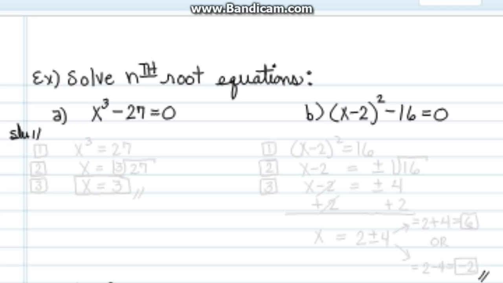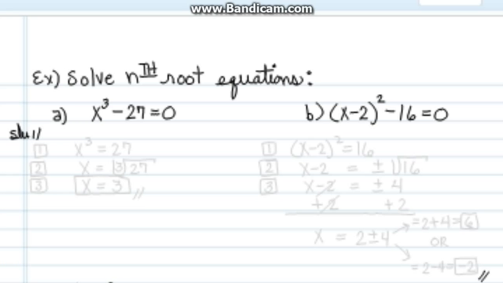So we're going to solve nth power equations. We have two of these examples, part A and part B. Part A is a third power equation because the highest power on the variable is the third power, and part B is a second power equation because the highest power is the second power on the variable.